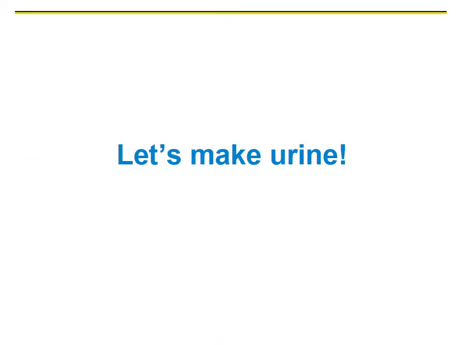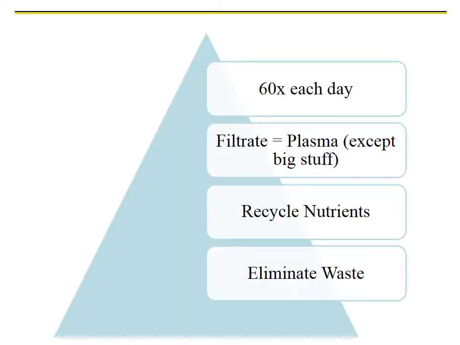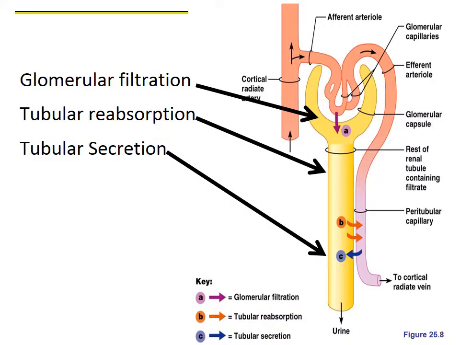Finally, we are now ready to look at these processes. Don't get caught up in the details here, but we filter our blood constantly and produce a lot of filtrate throughout the day. That filtrate is processed so that useful molecules are recycled, but waste molecules are eliminated. Along the way, we will recycle a lot of water. The three processes of urine formation: glomerular filtration at the corpuscle, and tubular reabsorption and secretion at the tubule.